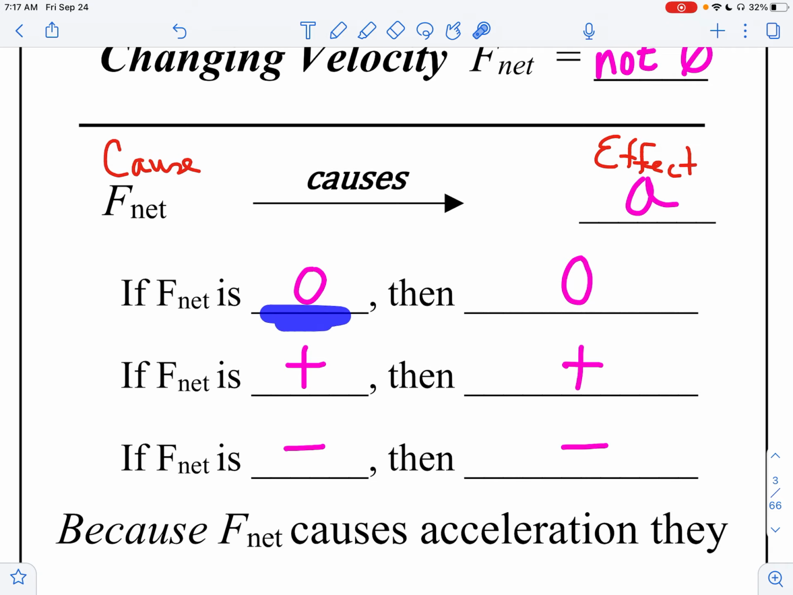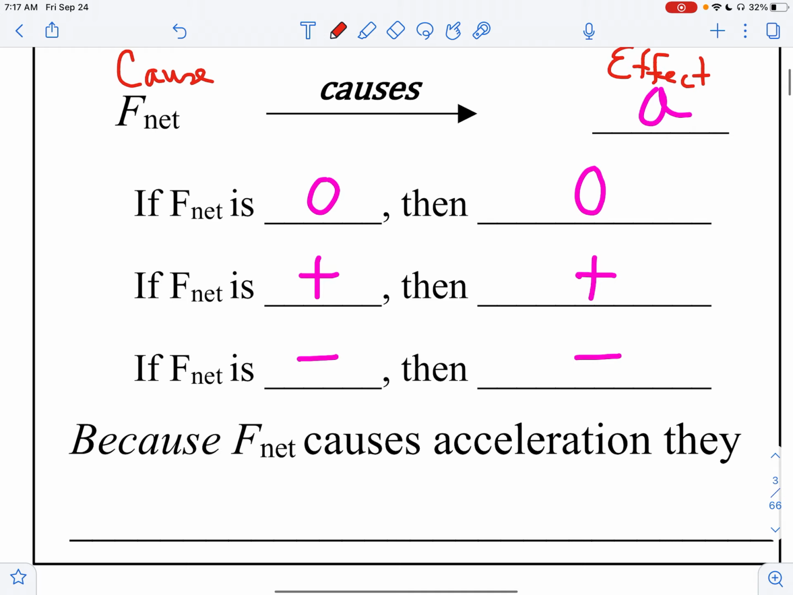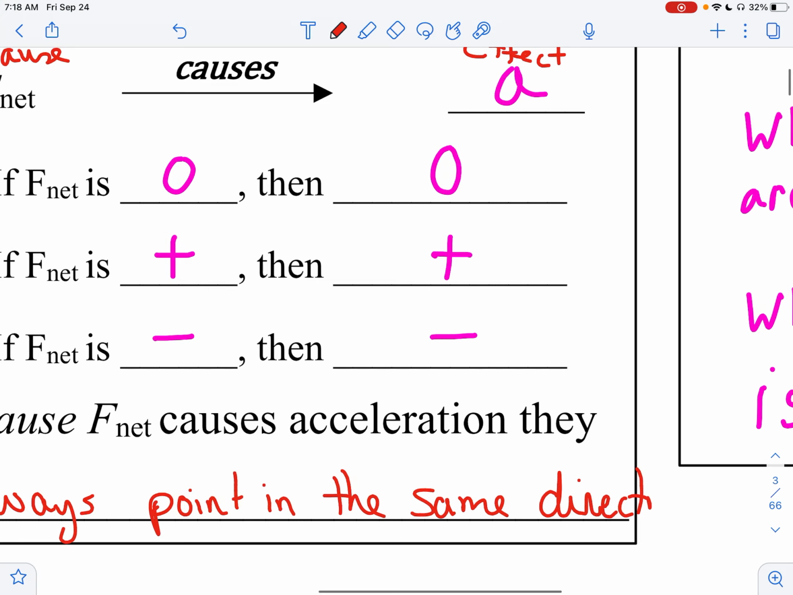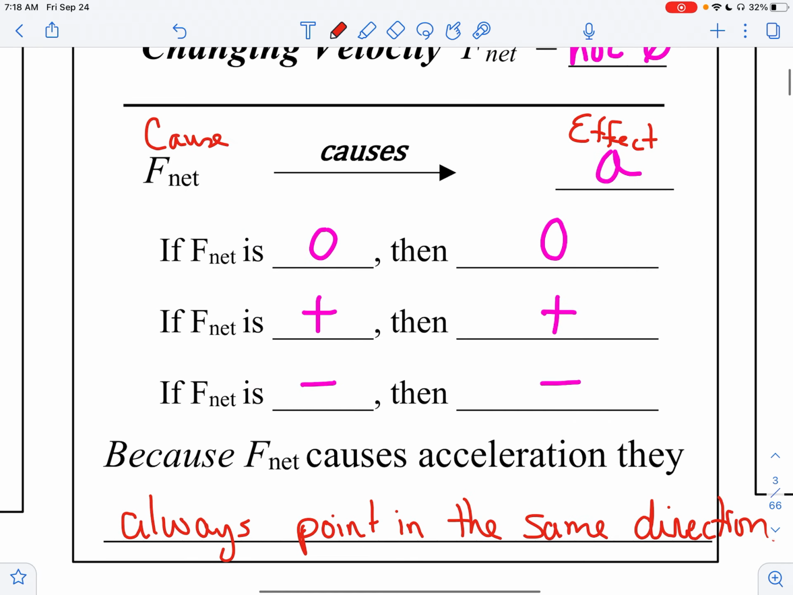If net force is 0, then acceleration is 0. If net force points to the right or up, so our positive directions from our Cartesian coordinates from math class, from a graph, then acceleration points to the right or up. If net force is negative, then acceleration is negative. This is because F net causes acceleration, they always point in the same direction. So net force and acceleration always point in the same direction.